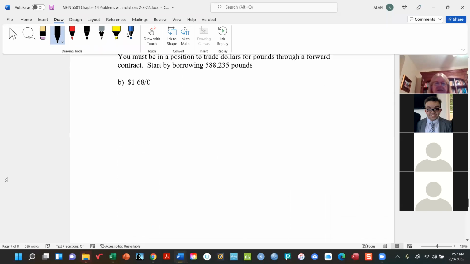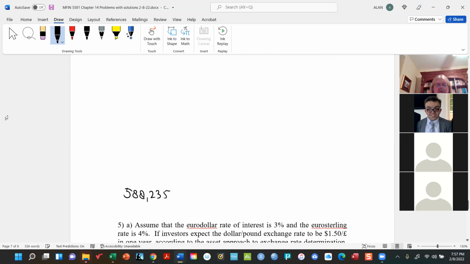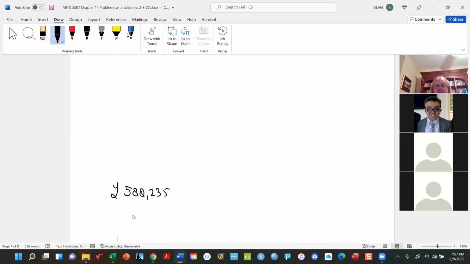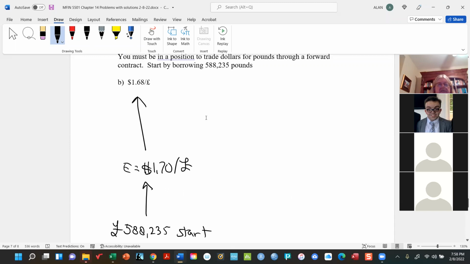So let's go to the bottom left-hand corner, and you start with the pounds. Now we're going to convert those into dollars at the spot exchange rate, which hasn't changed. It's still $1.70. And by design, that's going to give us back exactly $1 million. That's intentional, just to make sure that we're dealing with the same amounts of money.